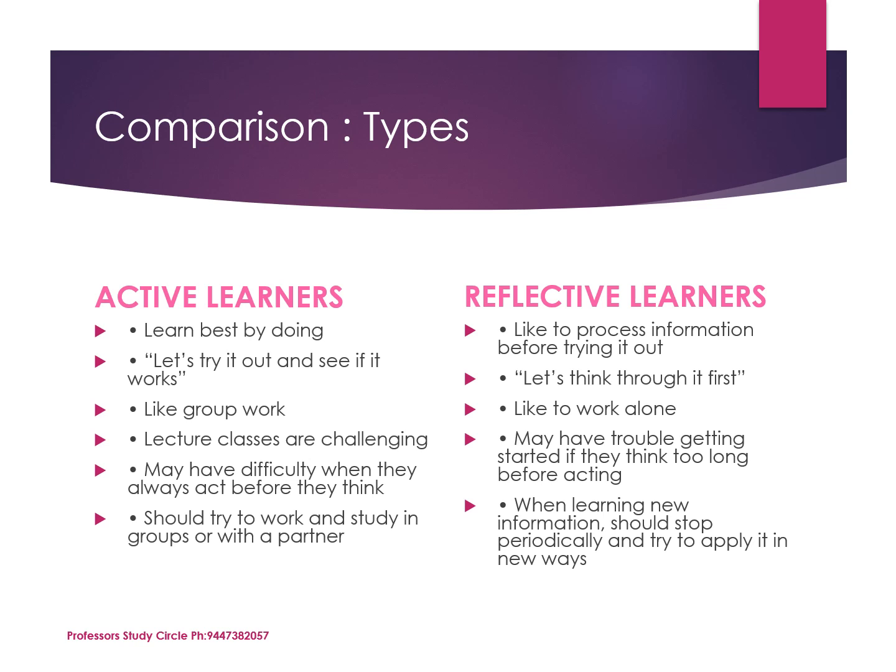Now let's compare the characteristics of each type of group. The first type of learner is the active learner, and we are comparing active learners with reflective learners. The basic attitude of an active learner is, let's try it out and see if it works. So they are ready to do the work first. After that, they will be thinking.